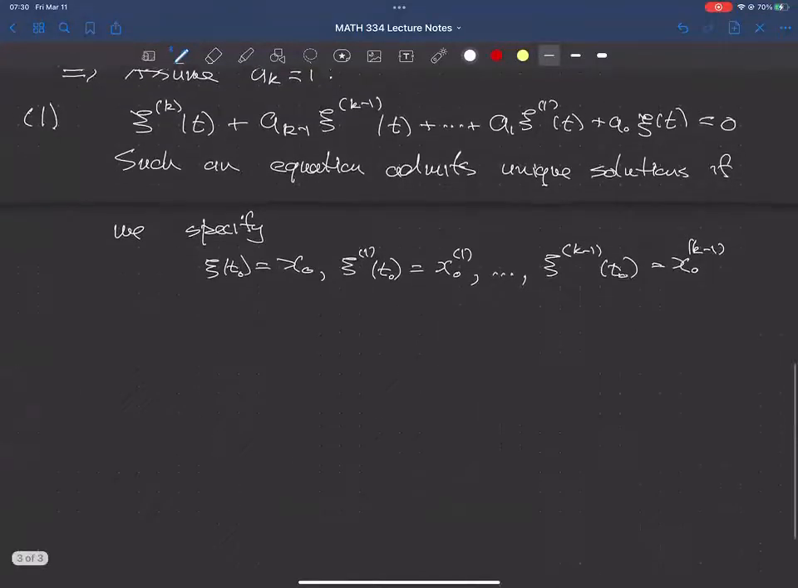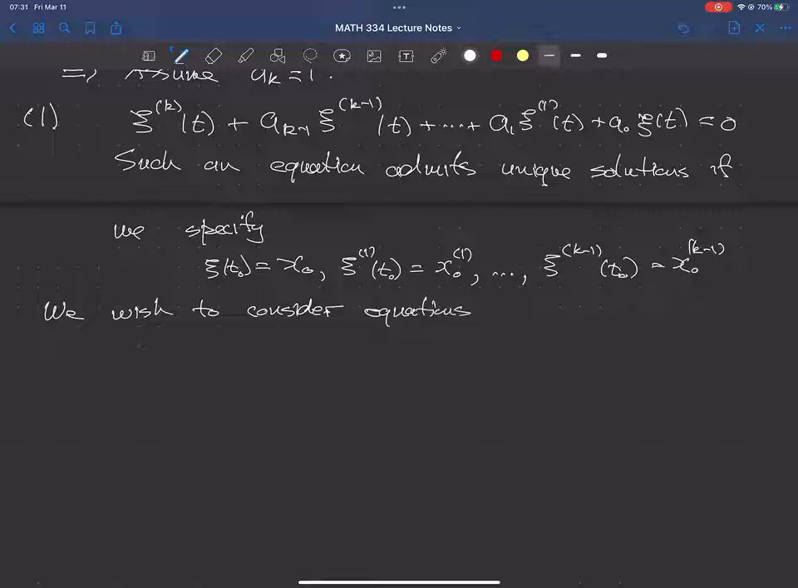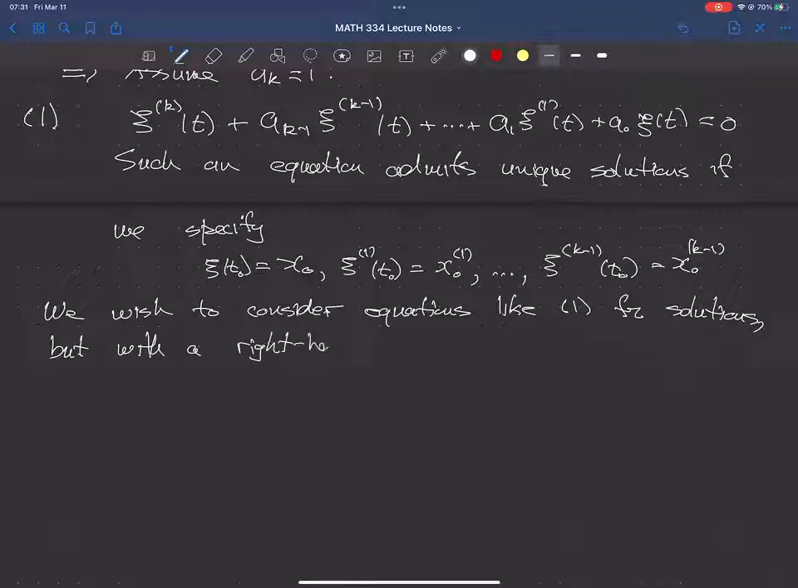Okay, there's probably going to be an equation 2. Okay, so we wish to consider equations like 1 for determining solutions, but with a right-hand side being a distribution. Okay, so let's think about what that might mean.